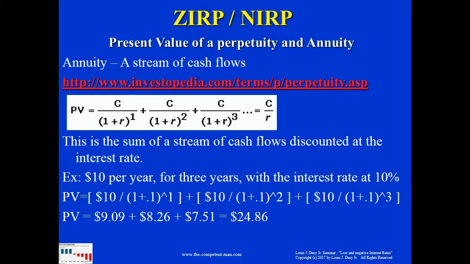An annuity is a stream of cash flows. This is the sum of a stream of cash flows discounted at the interest rate. Here is an example of $10 per year, for 3 years, with the interest rate at 10%. As you can see, the present value of those payments would be about $24.86.